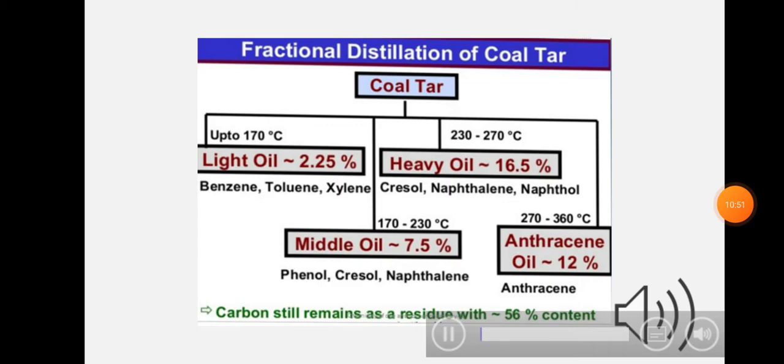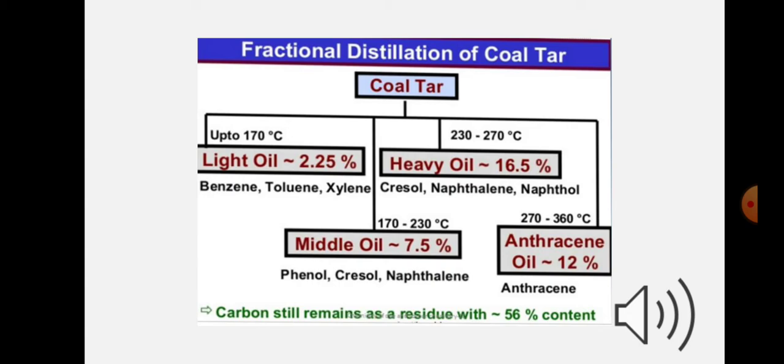Next is fractional distillation of coal tar. Here the chart they have given is the fractional distillation of coal tar chart. You can observe here the light oil, heavy oil, middle oil and anthracene oil. Light oil consists of benzene, toluene and xylene, and the heavy oil consists of cresol, naphthalene and naphthol, and the middle oil consists of phenol, cresol, naphthalene, and anthracene oil consists of anthracene.